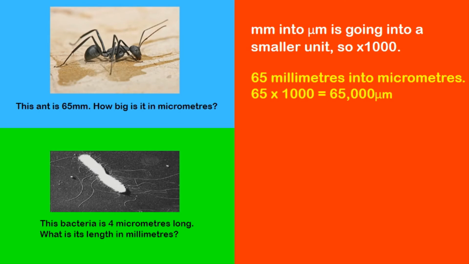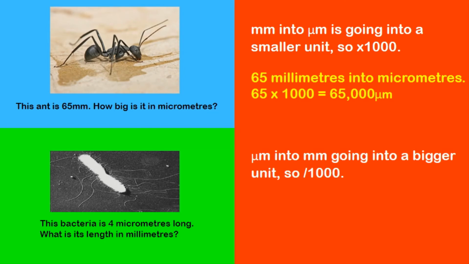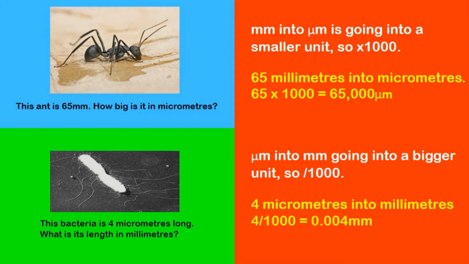Now we've got a bacteria that's 4 micrometers long, but I want to know its length in millimeters. So it's going into a bigger unit. So now I'm going to divide that number by 1,000. So 4 divided by 1,000 gives me 0.004 millimeters. So I could say it's 4 micrometers, or I could say it's 0.004 millimeters. That's just an example of the conversion.